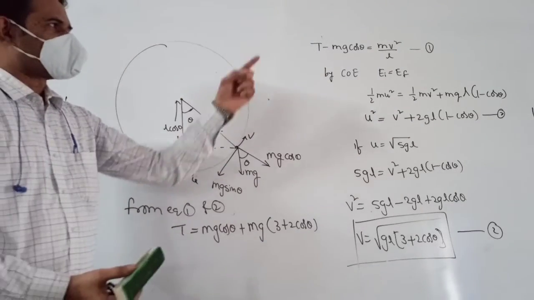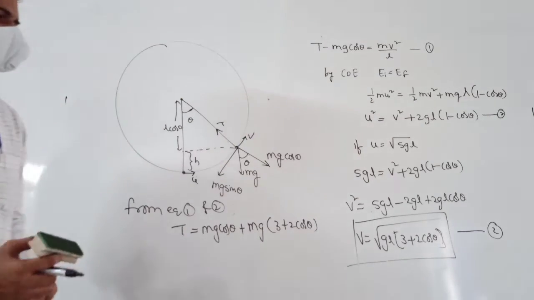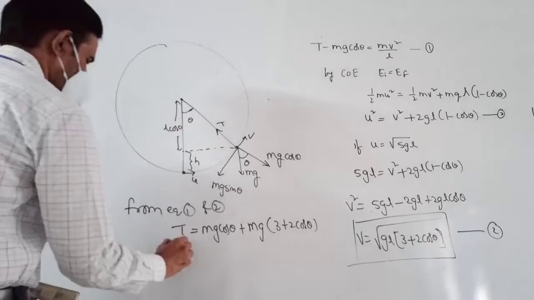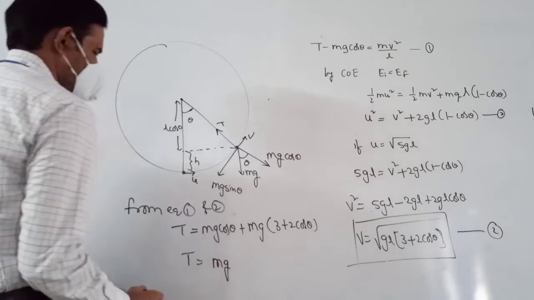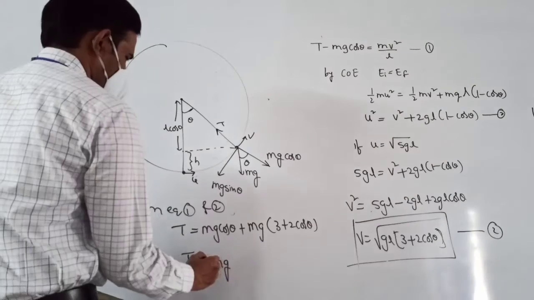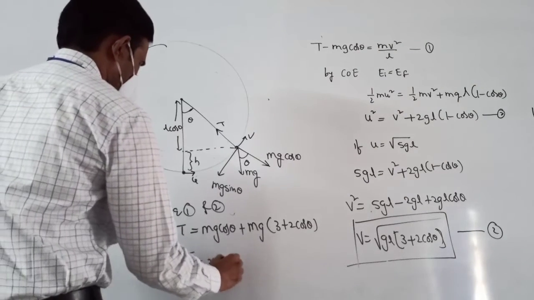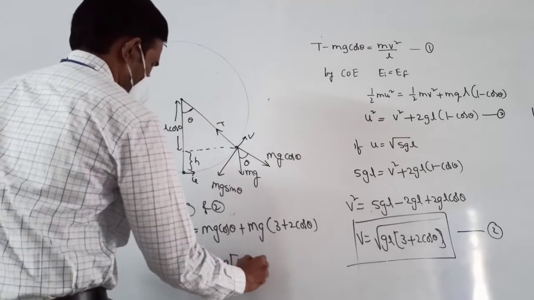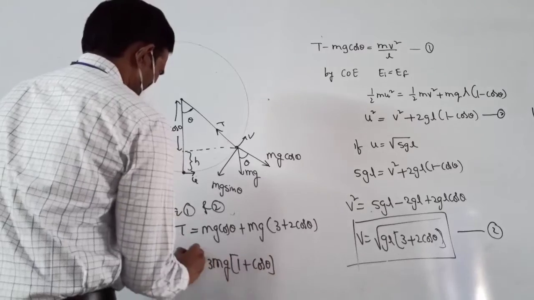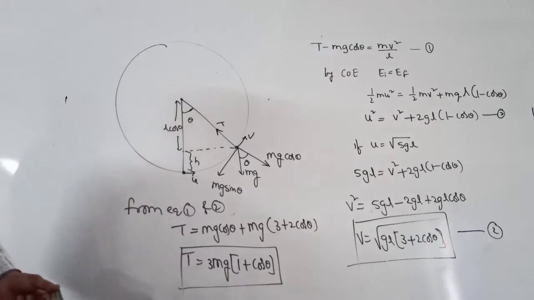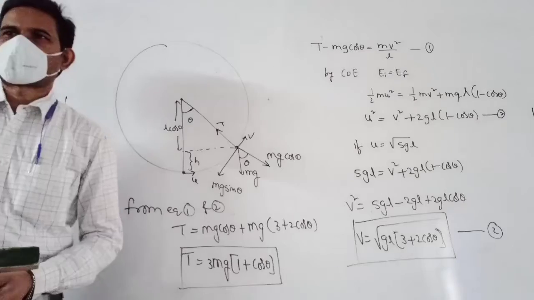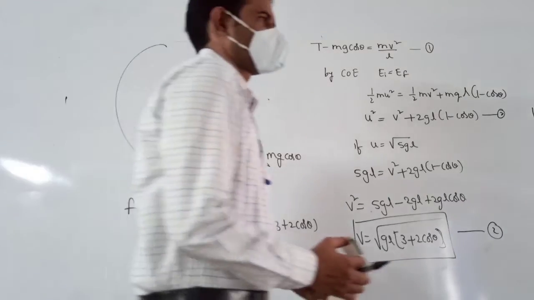So therefore if you take mg common, or I think 3mg you can take common, then 1 plus cos theta you will get. So that will be the general expression for the tension when the body is revolving in a vertical circle with the least possible velocity, the critical velocity.